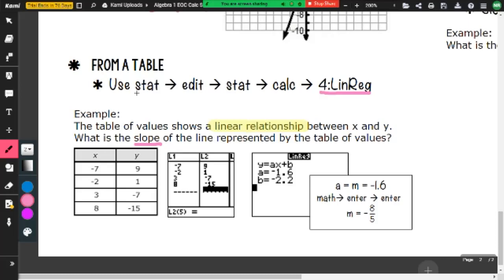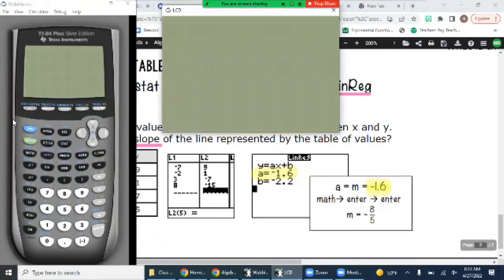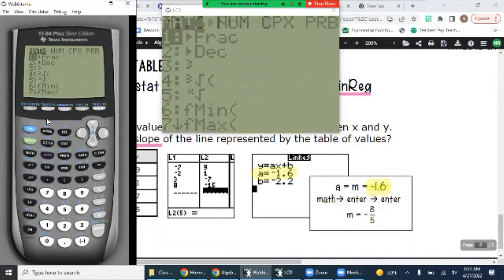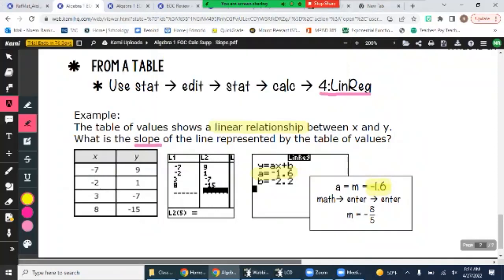But from here, it will give you this screen. And how do you change between these 2? Which one is my slope? A. And how do you change that to a fraction? Math enter. Just in case, we take that 1.6, type in the 1.6, and then you press math enter, and it'll give you your fraction. So in the home screen, you can type negative 1.6, math enter, and there's your slope in fraction form, 8/5. These are equal. This is the decimal version of the slope. This is the fraction version of the slope, okay? So you could always use stat edit.